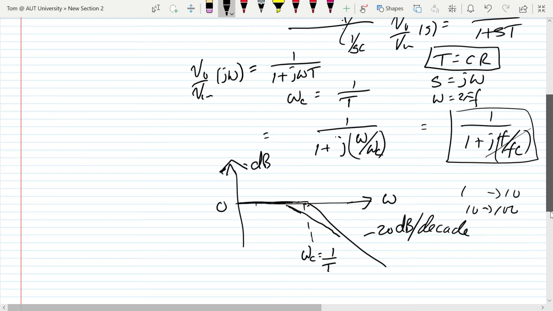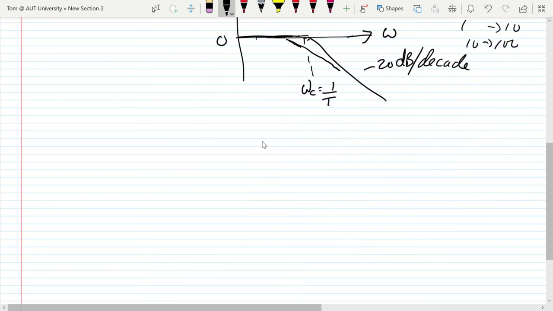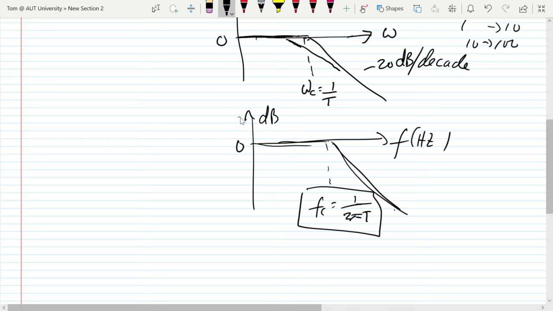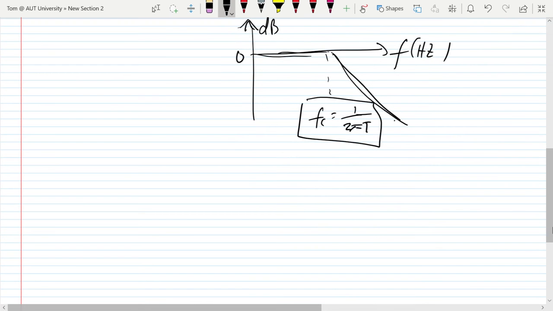Or you can do the same thing and write it in hertz. If you want to do this, it's just the same plot with a different scale. And that's going to be f cutoff equals 1 upon 2 pi T. Notice that 2 pi, so be careful if you're dealing in hertz, which we usually do, of course. It makes the most sense to deal in hertz. But control engineering courses tend to do everything in radians for some reason. It just saves having to put the 2 pi in there.